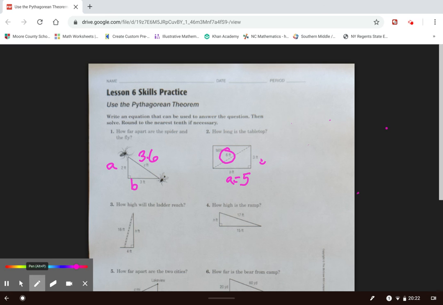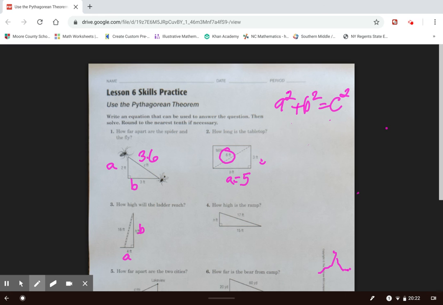Okay, so number 3 says, how high will the ladder reach? If you notice here, I've got my right triangle that's made. I have a side of 4, I have another side I don't know, and then my hypotenuse is 16. So when I set up my Pythagorean theorem of a squared plus b squared equals c squared, I have a and I have b.